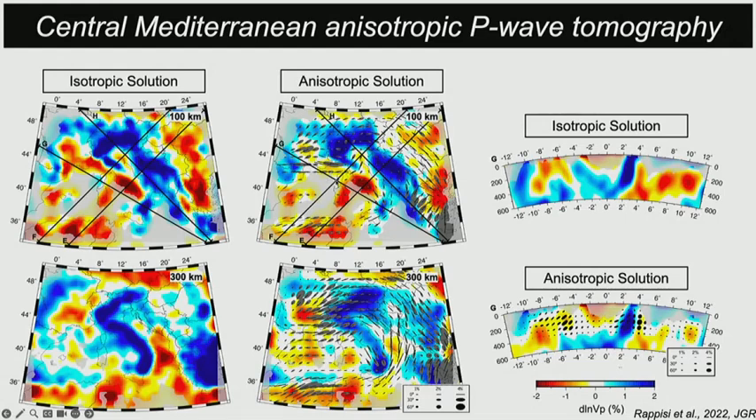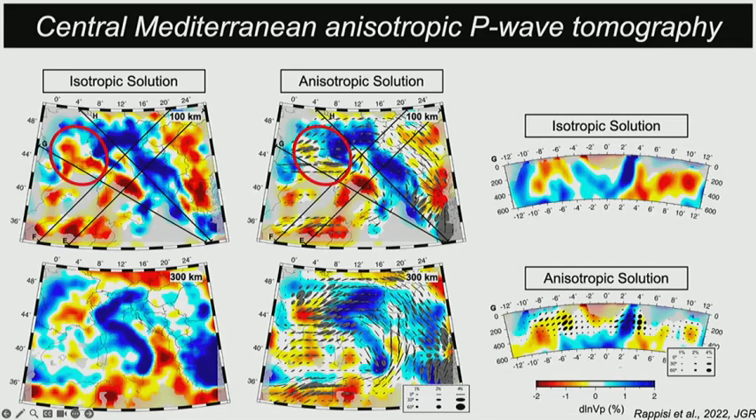So the difference here is that some of the low velocity anomalies that are present in the isotropic solution are attenuated and they disappear. Also here you can see these ellipses, which indicate the P-wave fast axis. The longest semi-axis of the ellipses indicates the P-wave fast direction, and the length of the smallest semi-axis is proportional to the dip of the fast axis relative to the cross section.